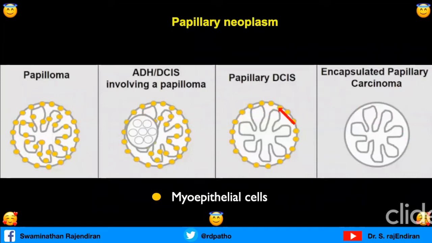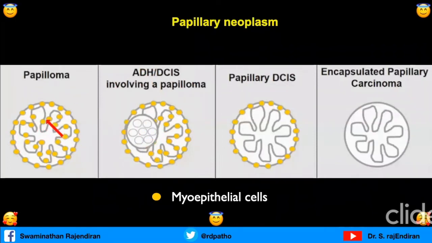When the myoepithelial cells are present only in the periphery, then it is papillary DCIS. If myoepithelial cells are present in the center and periphery, but not throughout the center, then it will become ADH or DCIS, depending upon how much area is not showing myoepithelial cells.